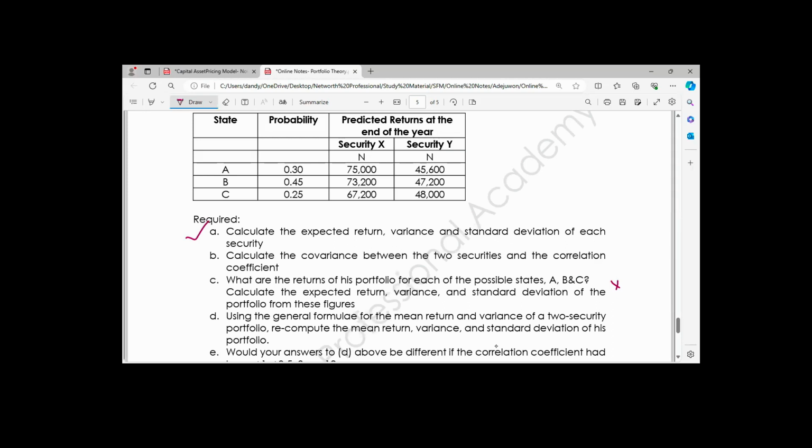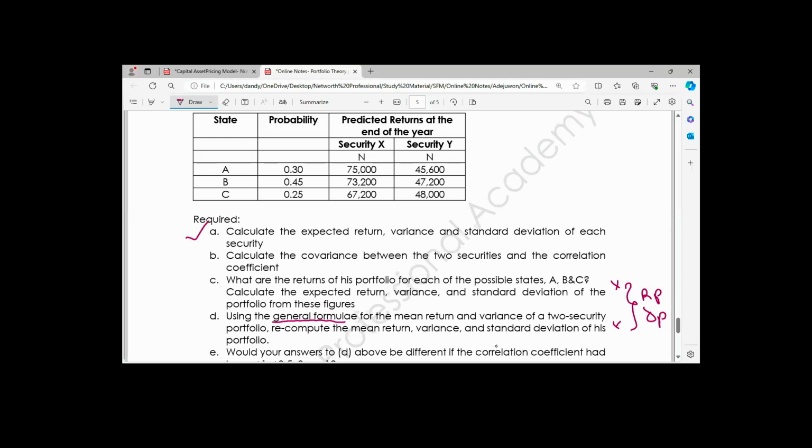Then number D, you are asked, using the general formula for mean return and variance of a two-asset portfolio, to recompute the mean. Again, what you have in C and D is the same. You are supposed to calculate the expected return of the portfolio as well as the risk of the portfolio. However, in the D part, the examiner was specific by asking you to use general formulae. So if you have to use formula for D, then it means that for C, you are supposed to use the tabular method to calculate the same thing.